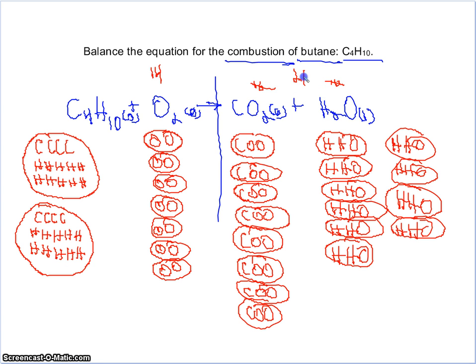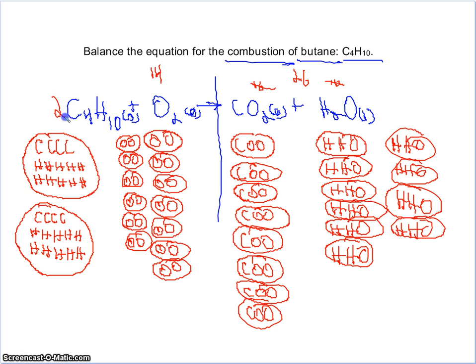So I have 26 oxygens, so I need to add more until I get to 26. So this would be 16, 18, 20, 22, 24, 26. Okay, and everything's balanced.